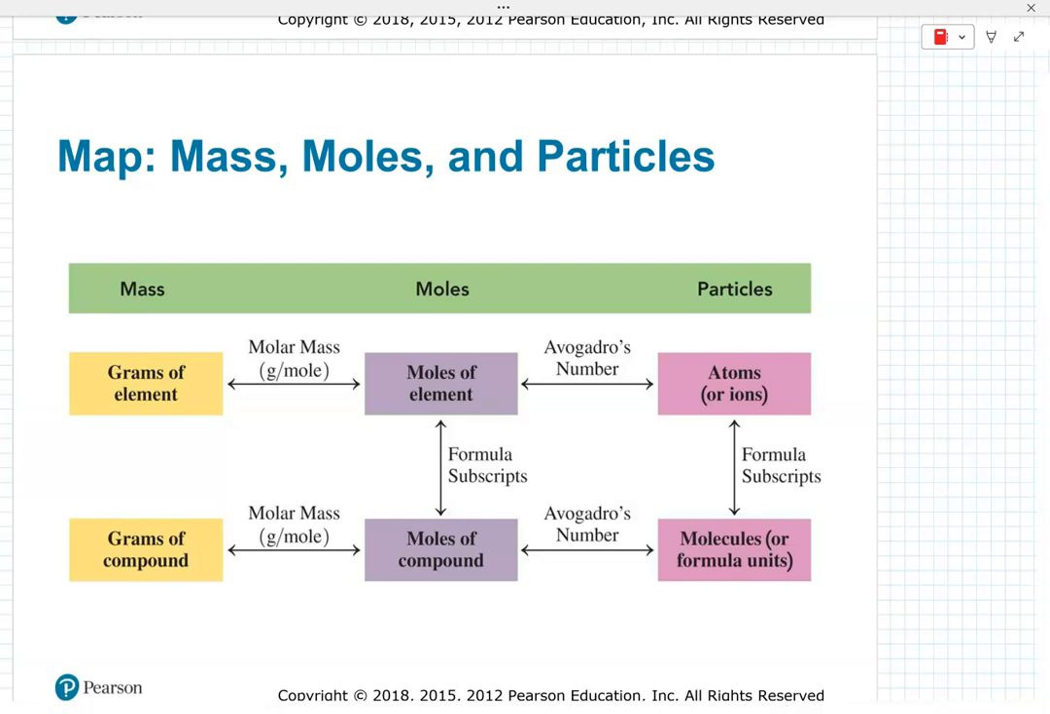So this is the map of conversion factors, how you go from here to there. If you want to go from grams to moles and back, you use molar mass. If you want to go from moles to numbers, you use Avogadro's number. Do you follow?